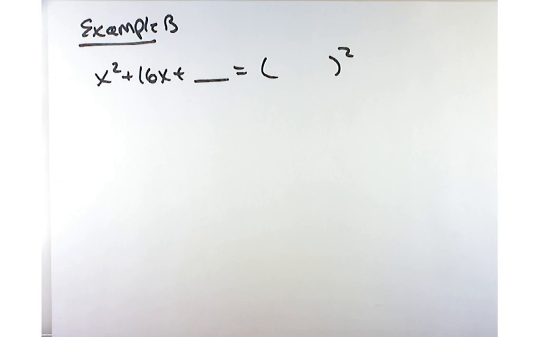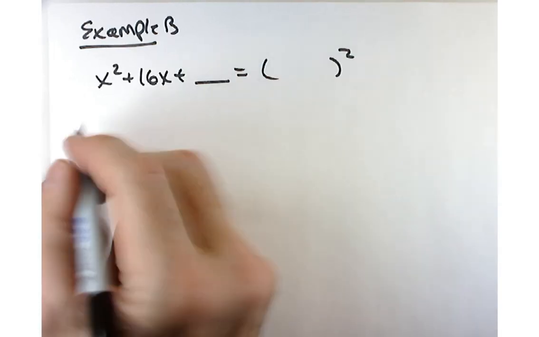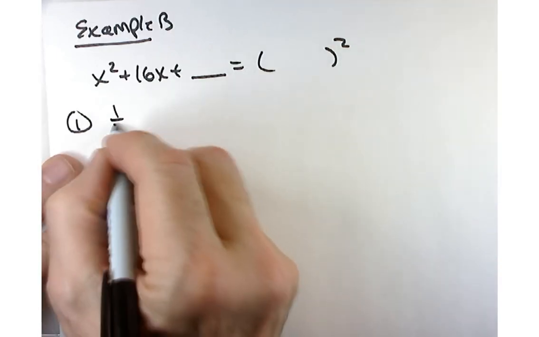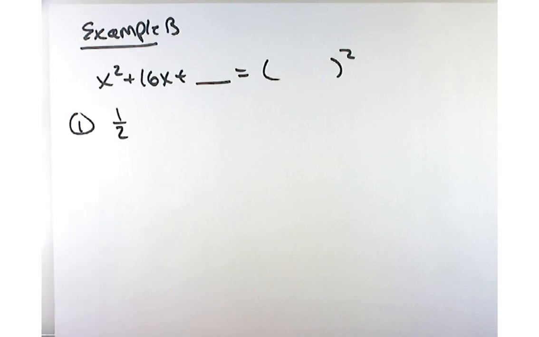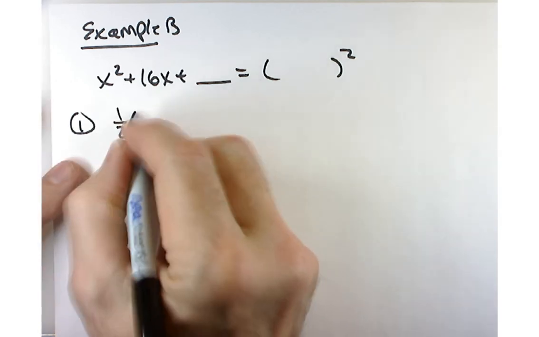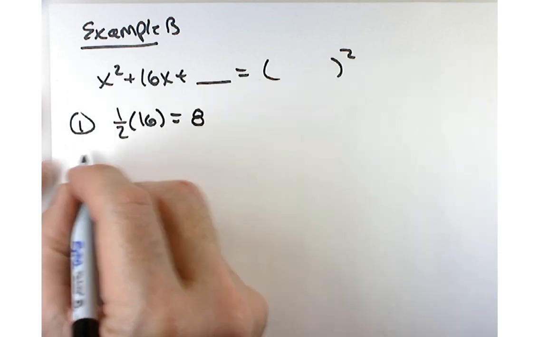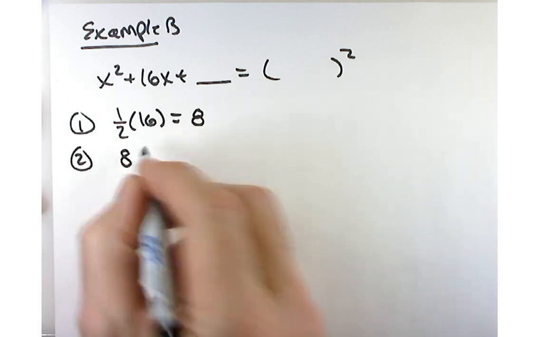So what can we do? Well, let's follow along with what I just suggested. We're going to start out by taking half of something. Half of what number? What are we going to start with? Half of 16. Good. Half of 16 is 8. Good deal. And then what do I do with the 8?